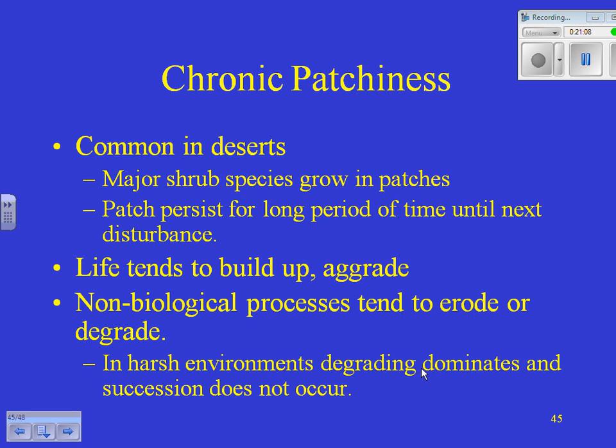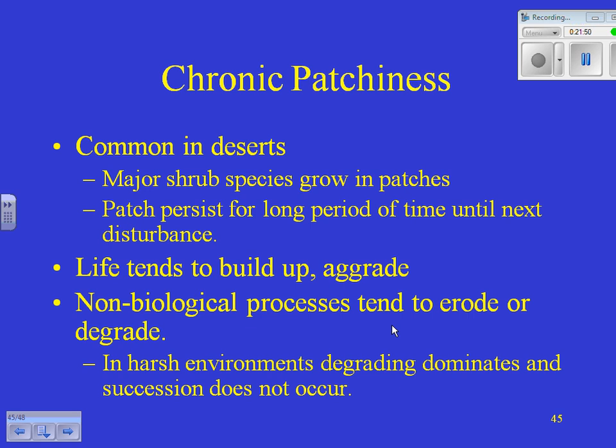So again, the idea of this chronic patchiness is that species just don't interact, and that succession, as we've described it, just doesn't take place. That's what chronic patchiness does. An example the book uses is that in California, Arizona, Mexico, some of those deserts, major shrub species grow in patches, which often consist of mature individuals with few seedlings. These patches tend to persist for long periods until there is a disturbance. And similarly, in highly polluted environments, a sequence of species replacement may not occur.